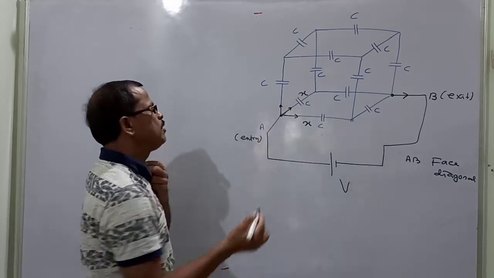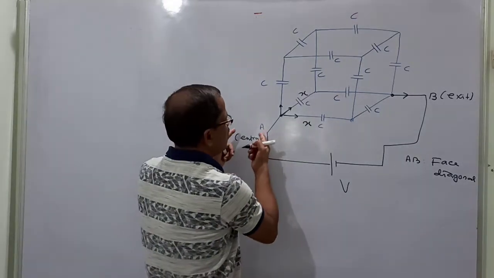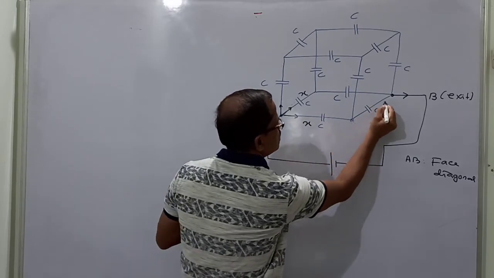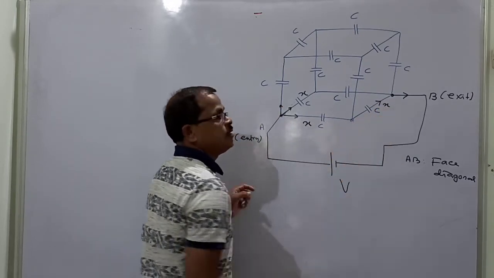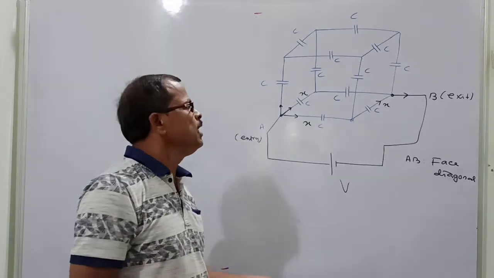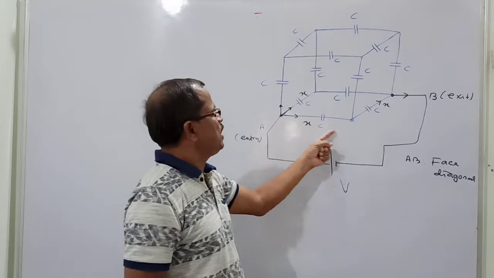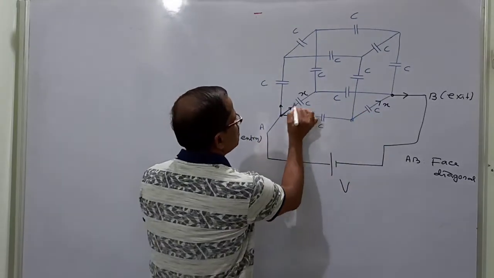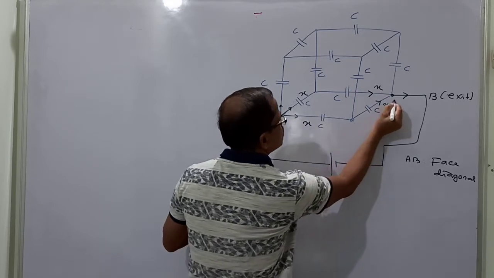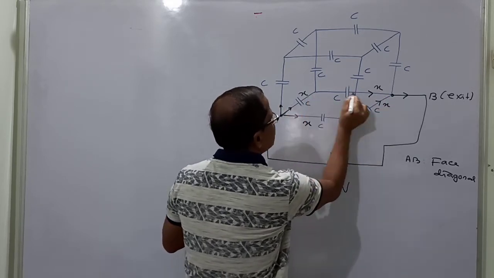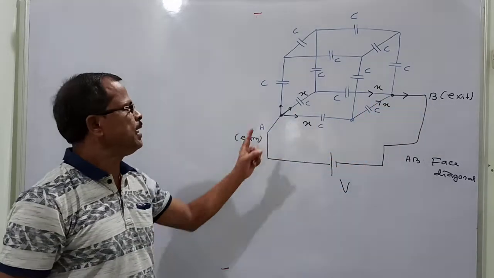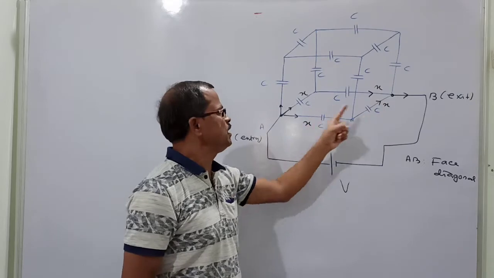Since entry and exit are identical, here it is going this way and reaching here, so here it is X. In the previous video, you just try to understand; go and see the previous video. There I explained that if this is X, this will also be X. The minimum number of capacitors along this line is also 2. So entry and exit are symmetric, and since they are symmetric, if this is X, this will be X.